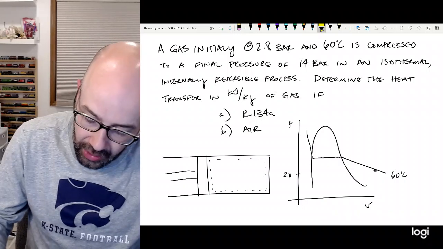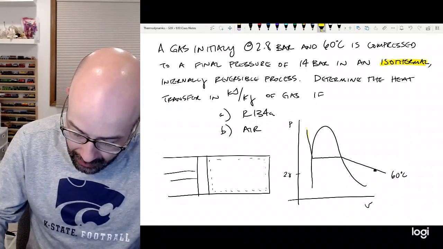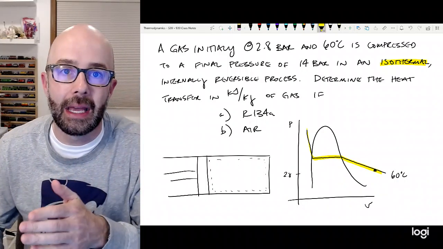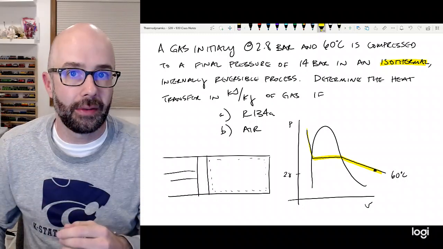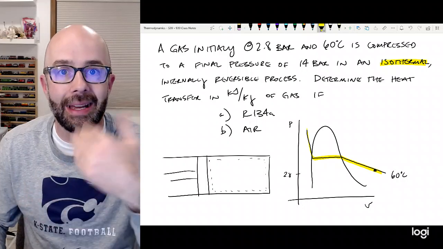And this word here drives people nuts, isothermally. So that means we're going to be compressing along this isotherm. Sometimes with isothermally, students start thinking that means same heat transfer, and that's not true. Isothermally, remember, iso, same, thermal, temperature.